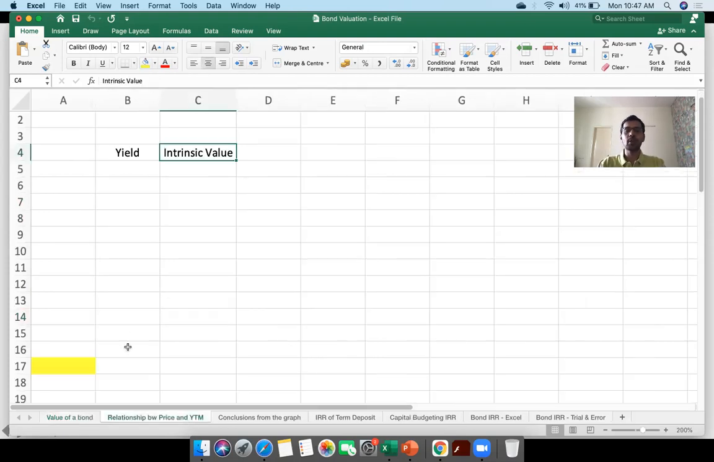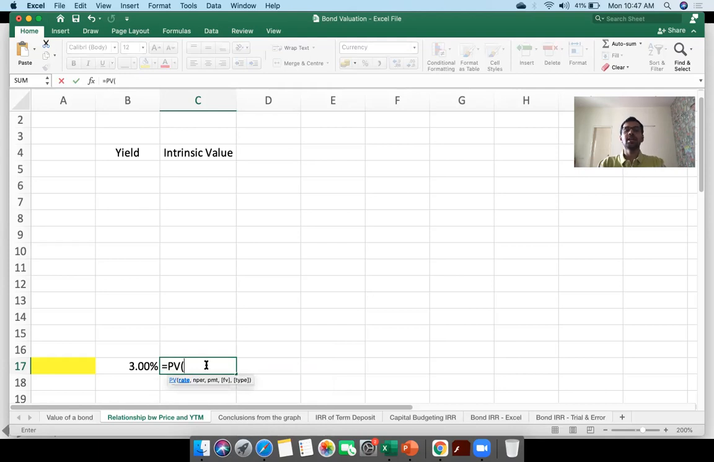On this particular row, which I've intentionally marked for a reason, I'm writing the investor's required yield of 3%. The investor's current required yield is 3%, and I'm now calculating the intrinsic value at this yield. The Excel formula is equal to PV. The first input you are required to give is the rate, which is nothing but the 3% investor's required rate of return.